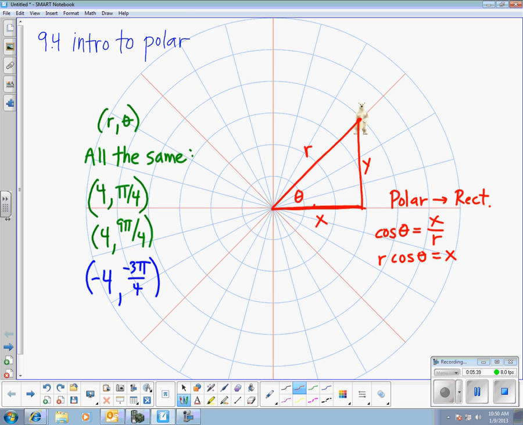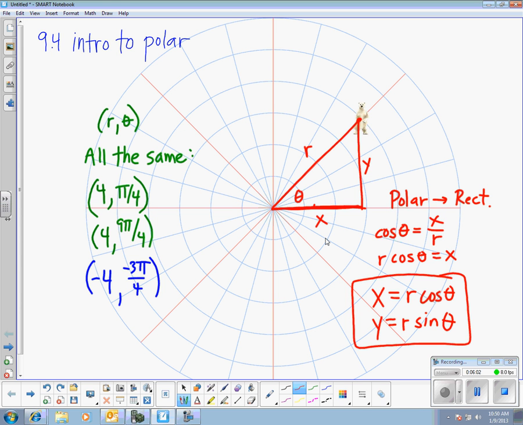So if I give you a polar setup, then changing it to x is no big deal. Let's just get those summed up. X is r cosine theta, y is r sine theta. So I'm kind of all over the place with my notes today, but just make sure you have those formulas written down to translate between polar and rectangular.